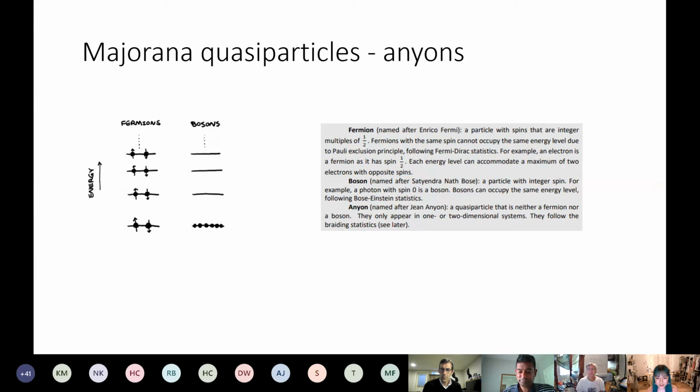But when you have a Majorana particle, it behaves like neither. It is a quasiparticle. They behave with a statistics called anyons, which is different from fermions or bosons, because Majorana quasiparticles turn out to be their own antiparticle, and they follow a different statistics. Because they follow different statistics, their behavior and arrangements will be different from the other types.